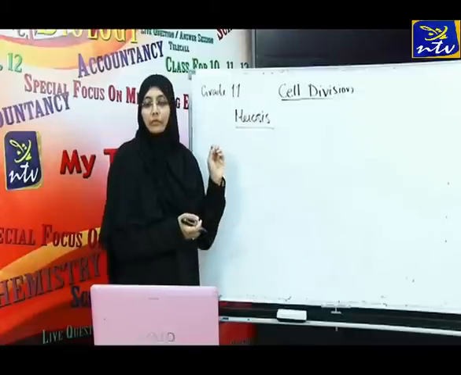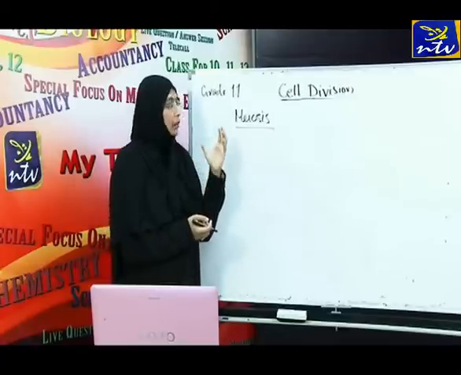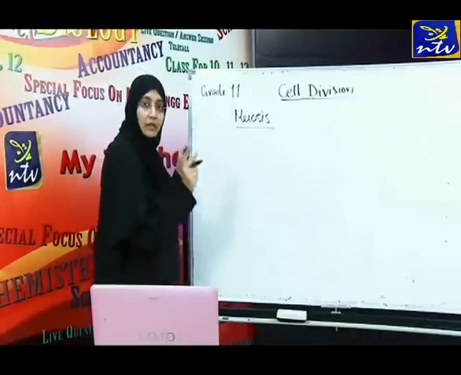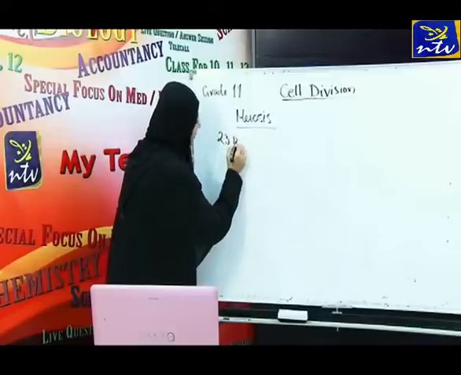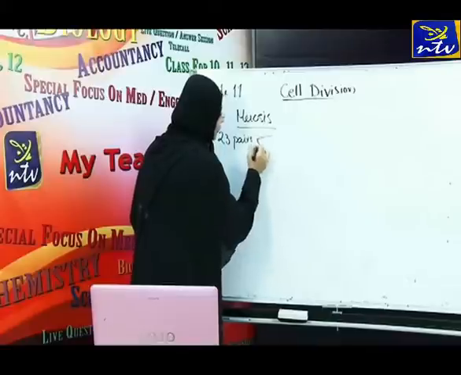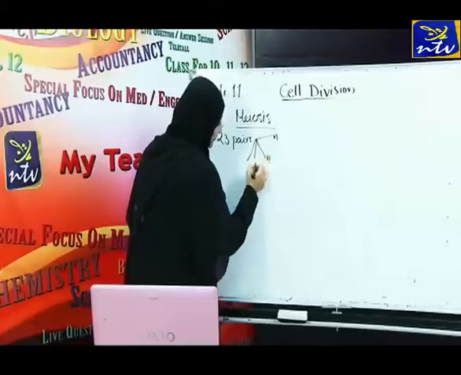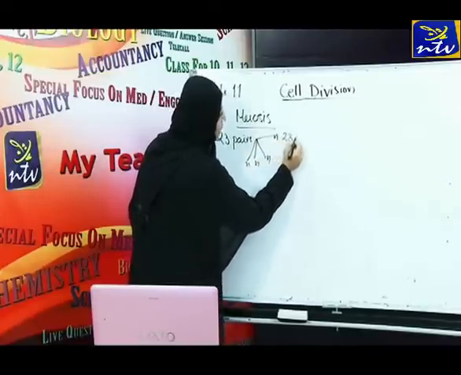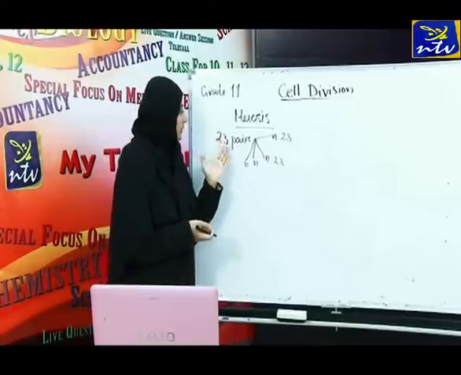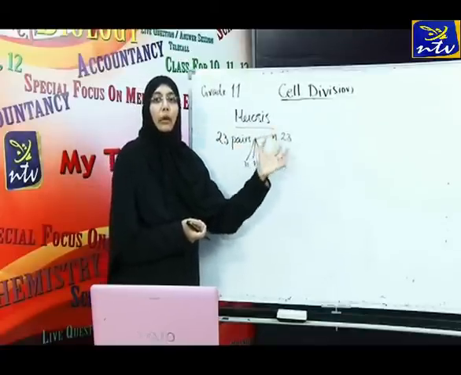So what is the significance of this meiotic cell division? We have seen that meiotic cell division helps to reduce the chromosome number to half. So if an organism or a cell has 23 pairs of chromosomes, after meiotic cell division, a total of 4 cells are produced and each cell has a haploid set of chromosomes, that is only 23 chromosomes. So the cell starts with 23 pairs of chromosomes and ends with 23 chromosomes.